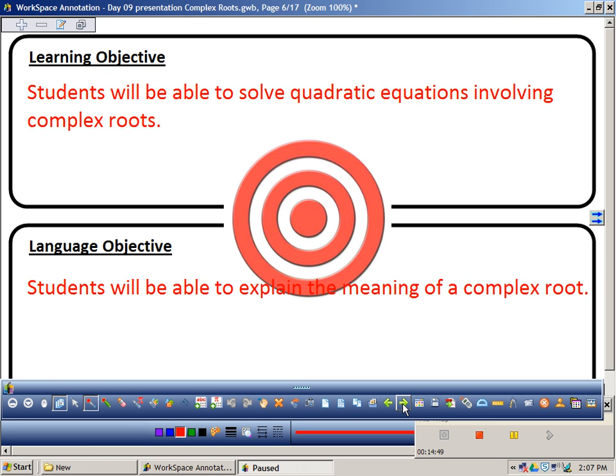Ready for the fun stuff? Students will be able to solve quadratic equations involving complex roots. So we're going to do the same thing that we did yesterday. We're going to look at the discriminant. Then we're going to decide whether it's got 1 root, 2 roots, or no roots, and then we're going to further simplify it. And then we're going to look at how we would graph that. You don't have to graph on your homework, but I figured out a cool way to graph it today.